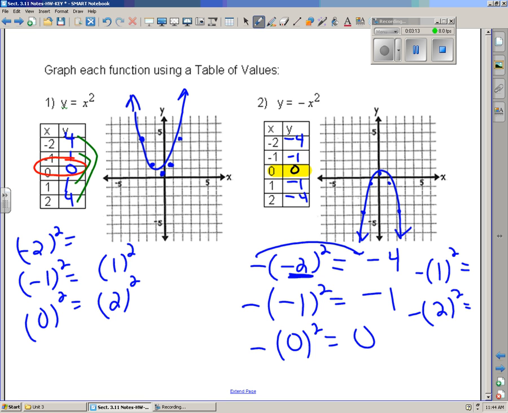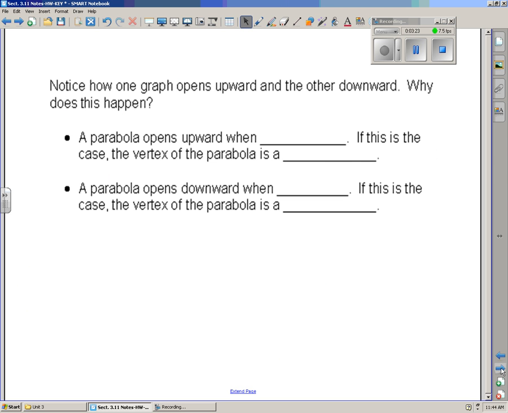Notice how this graph has kind of changed its position. It opens down as opposed to opening up. And there's a reason for that. Let's take a look at the next thing. Here's what it talks about the reason. Notice how one graph opens up and the other graph opens down.